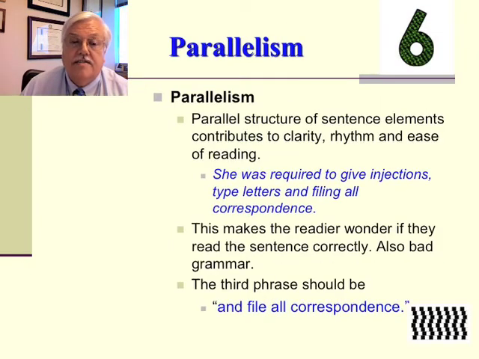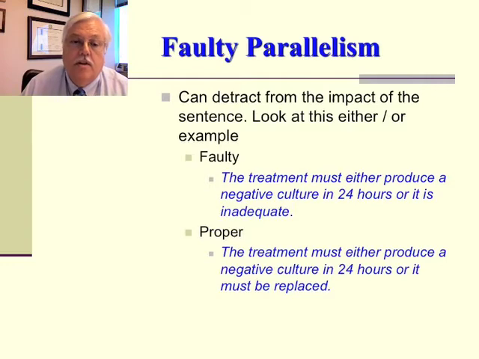All right, number 6, parallelism. Parallel structure of sentence elements contributes to clarity, rhythm, and ease of reading. For instance, she was required to give injections, type letters, and filing all correspondence. This makes the reader wonder if they read the sentence correctly. Also, bad grammar. The third phrase should be, and file all correspondence. Get the point? So it's real clear that faulty parallelism can detract from the impact of the sentence.